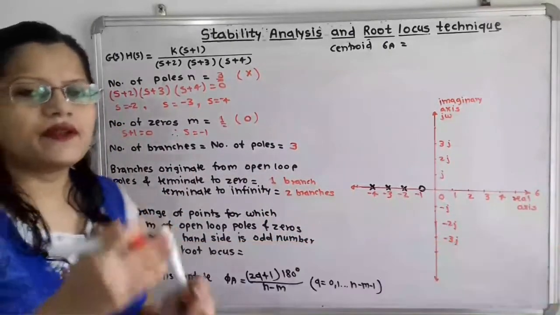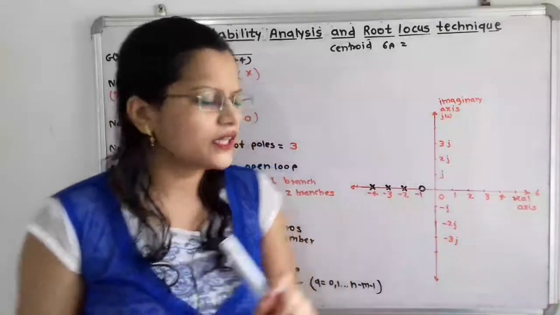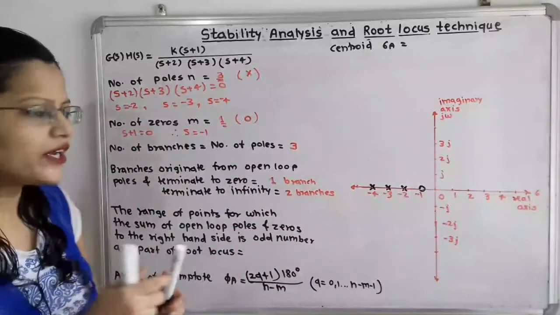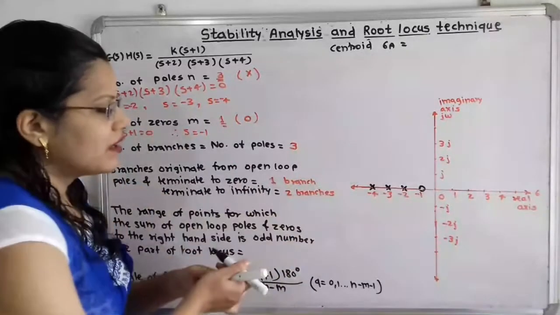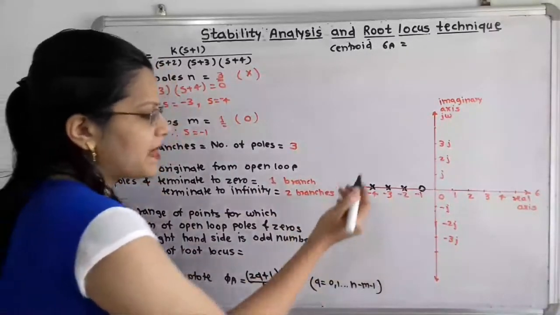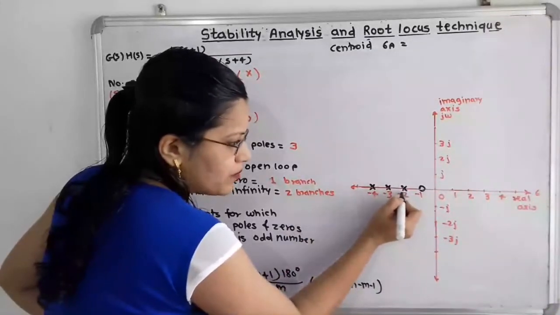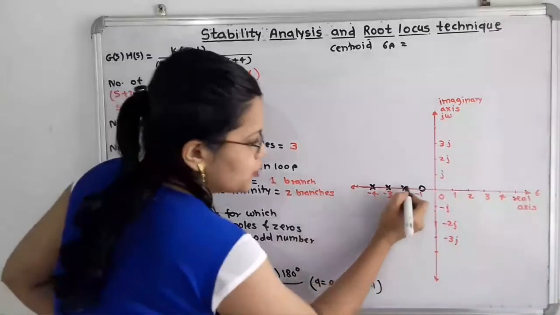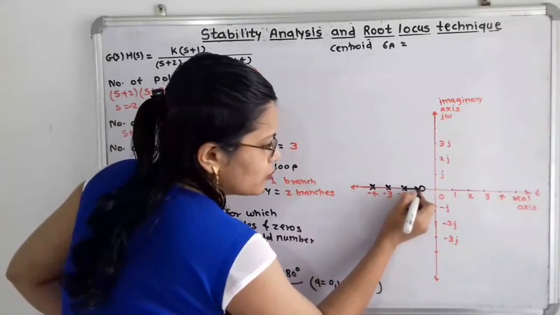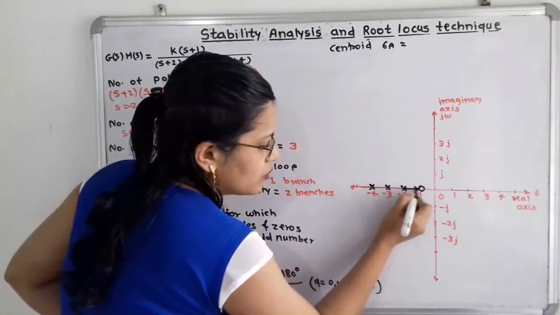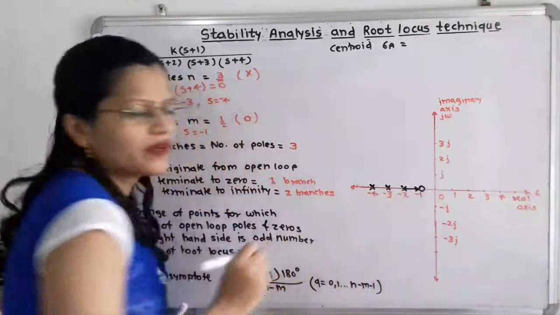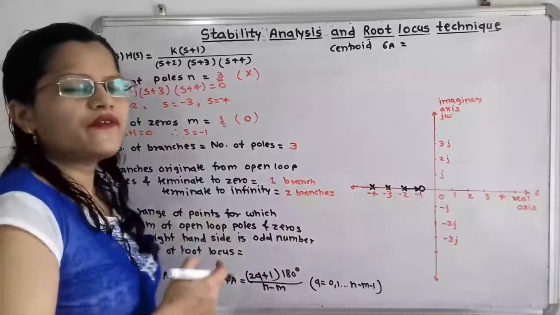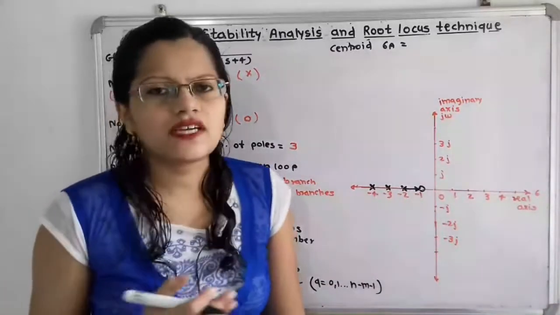Now again we will move to the next step. From this step we come to know that, if I show it from this diagram, the branch will start from this pole -2 and it will end at -1. So we have to show that, towards this zero. So this is the one branch that is getting completed. Now we will move to the next step. So what is the next step?